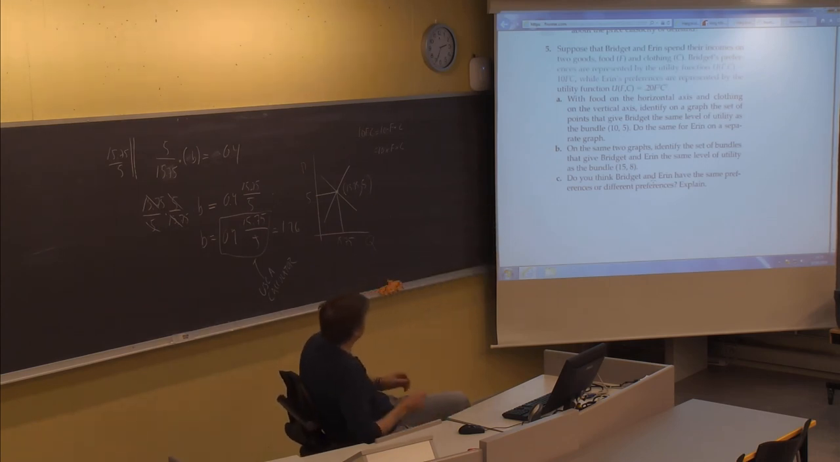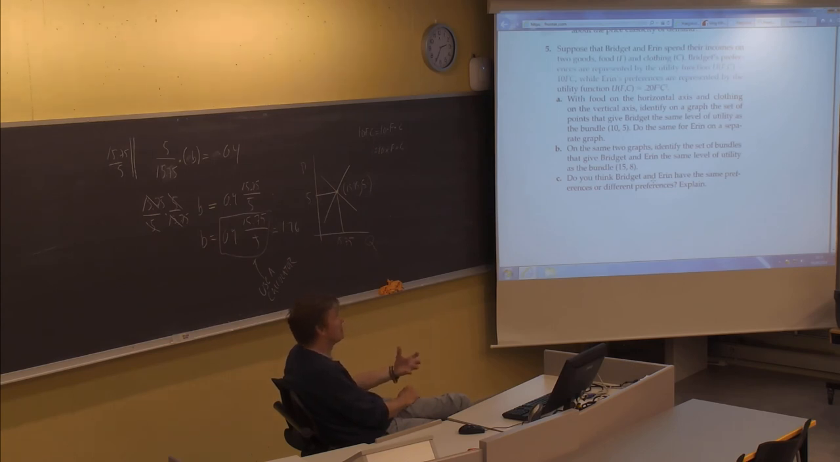While Erin's preferences are represented by the utility function U of F, C equals 0.20 times F squared times C squared. So there are two different utility functions here for two different persons, which is what we would expect based on how we discuss these topics. We said that a utility function is linked to the individual. Individual preferences are different, and as we also argued, should be different. Because if individual preferences are not different, then the world would stop.